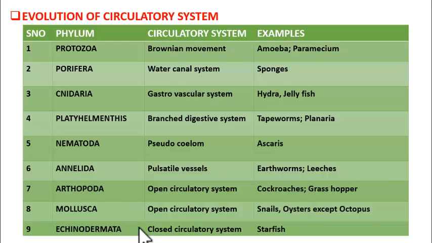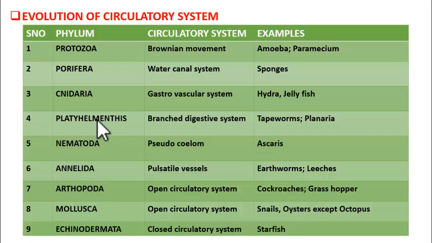After this, vertebrates have evolved. And in vertebrates, there are 5 groups, right? What are they? Pisces, amphibians, then reptiles, birds and mammals. So 5 groups. Right? Now, what I told, this circulatory system appeared from Annelida onwards.